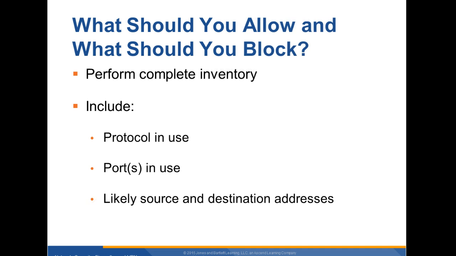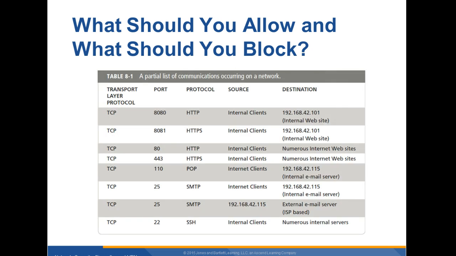What should you allow and what should you block? You need to perform a complete inventory. The inventory is of all your needed or desired communications. It should include every transaction between internal systems as well as any interaction with external systems, and should also include the protocol in use, the port or ports in use, and the likely source and destination addresses of each particular type of communication. Here we have an example of a partial list of communications occurring on a network.